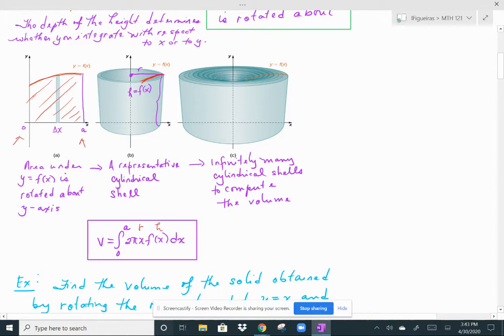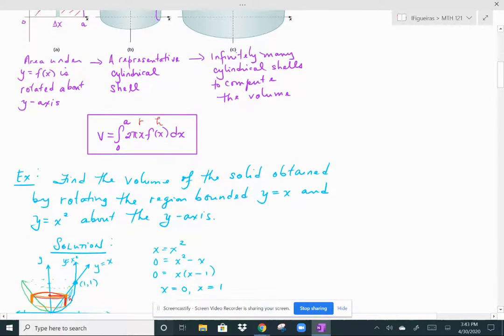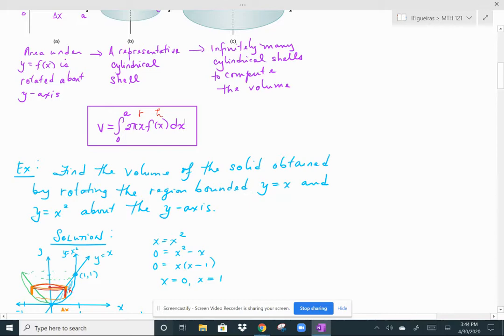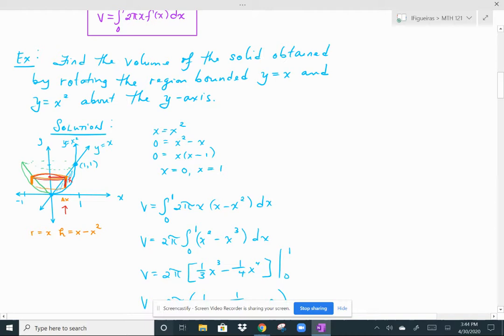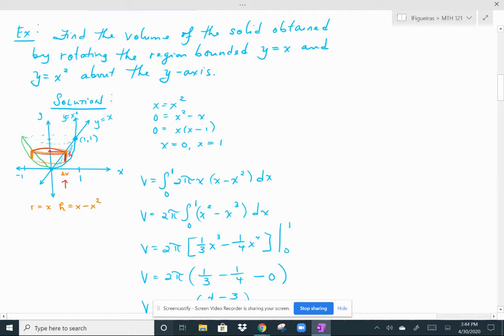All right, so let's do an actual example here below. We want to find the volume of the solid obtained by rotating the region bounded by y equals x and y equals x squared about the y-axis. So just like the lesson on area and the lesson with washers, we have to figure out what our boundaries are. So we have to find out where x and x squared intersect. So we set them equal to each other. When you solve, you get 0 and 1 as the common points that they share.